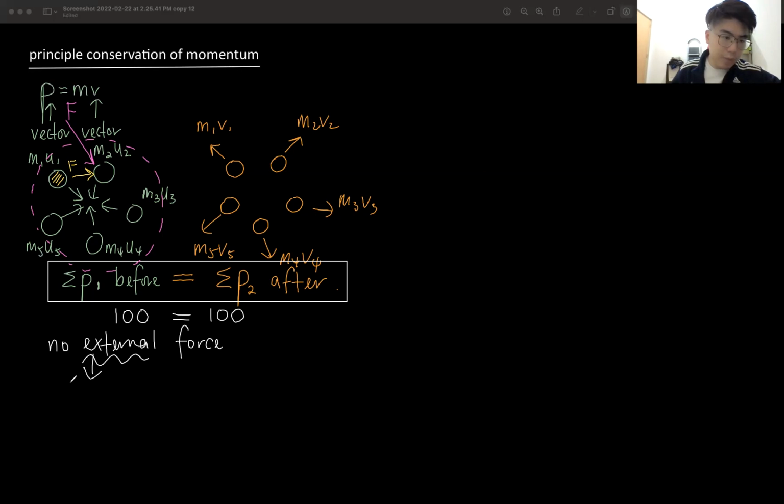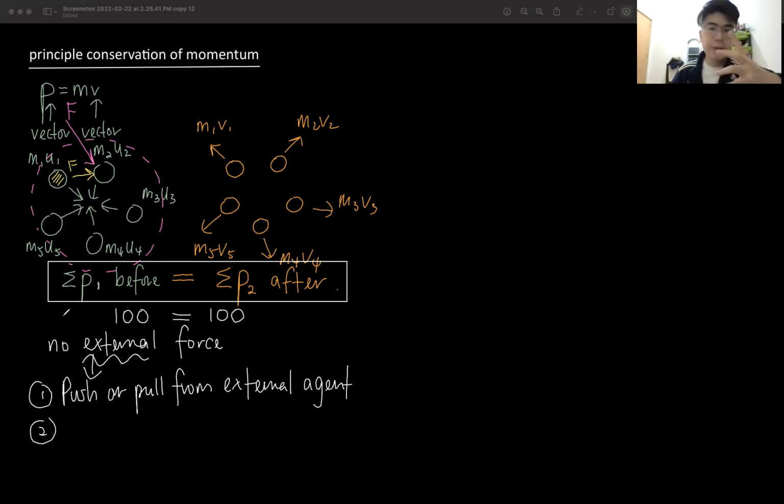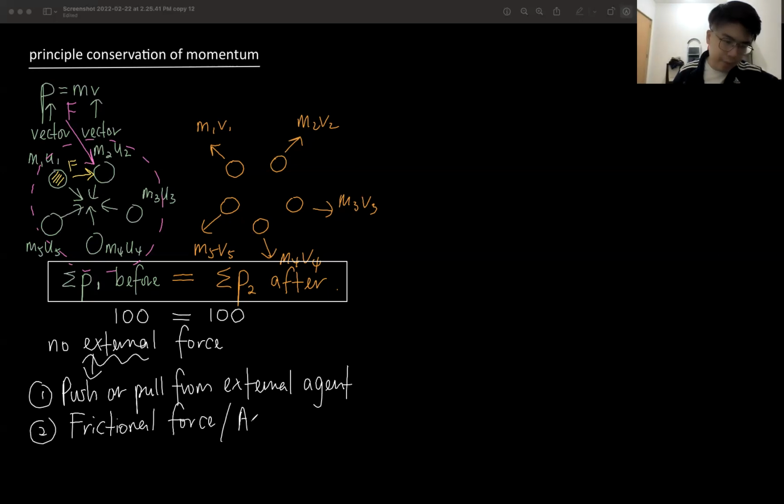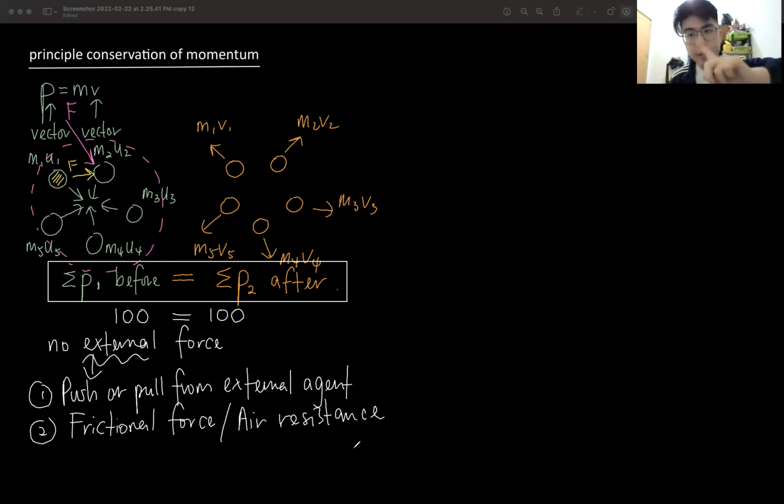Okay, now, what are the examples of external forces? Here, I have given the first one. This is the push or pull from an external agent or external body. That's the first one. Number two, is there any other example of external forces? Friction is an external force. Here, I write it down, frictional force. This is the same as air resistance. Because our system is only the five bodies, not including the air. So the air applying friction is considered external.